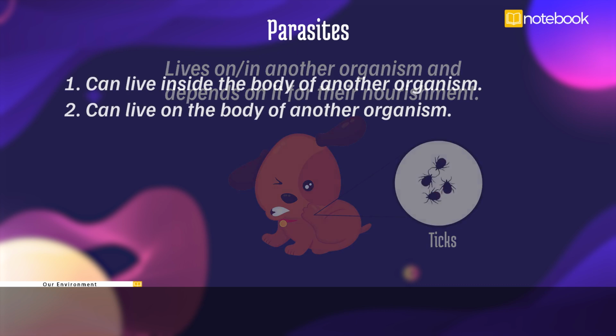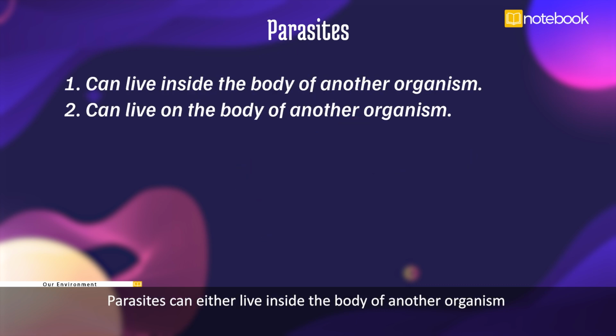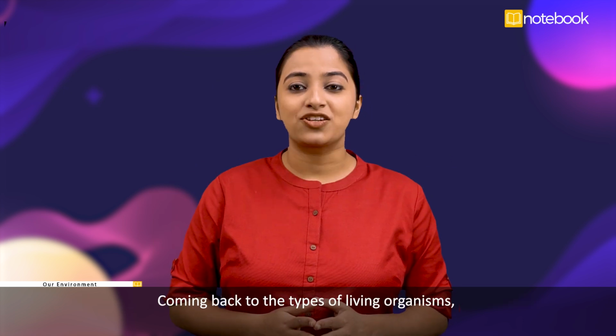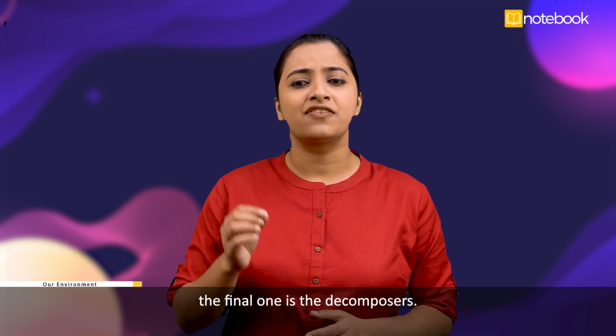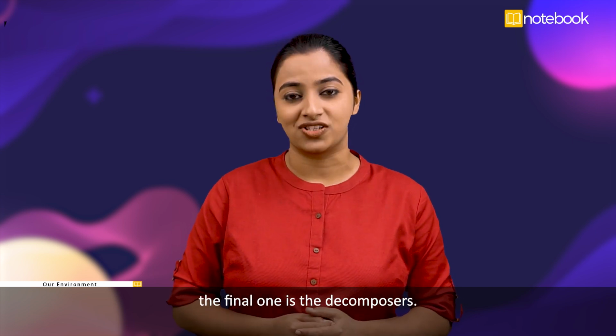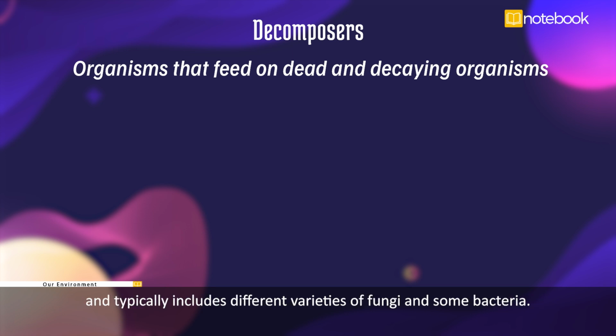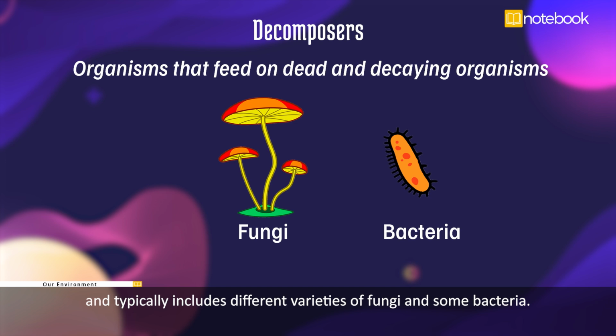Next are the parasites that live on or in another organism and depend on it for their nourishment. Parasites can either live inside the body of another organism, such as tapeworm, or on the body of another organism, such as ticks. Coming back to the types of living organisms, the final one are the decomposers. Decomposers are organisms that feed on dead and decaying organisms and typically includes different varieties of fungi and some bacteria.